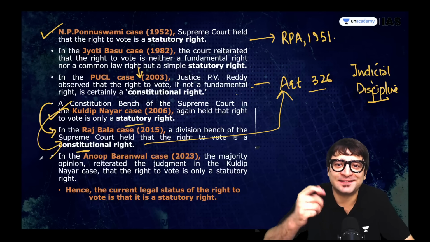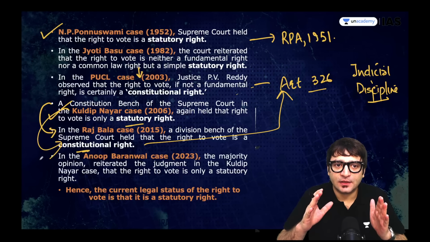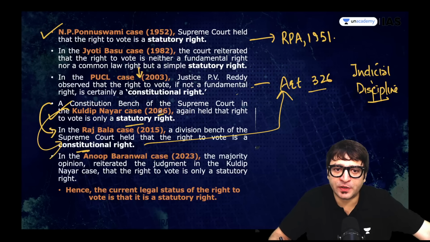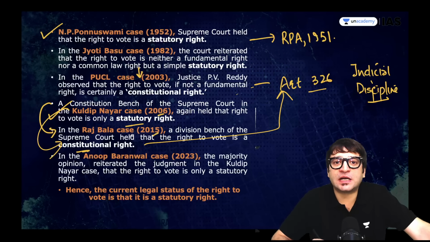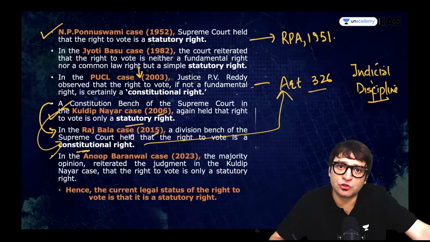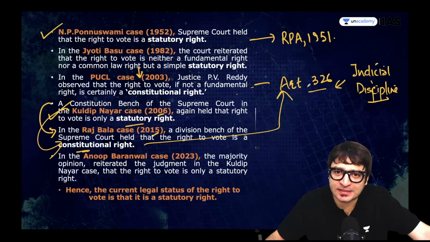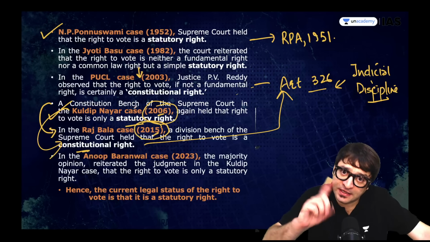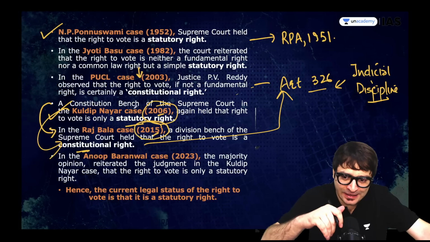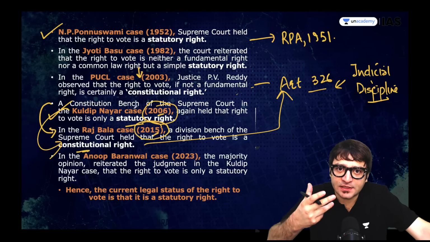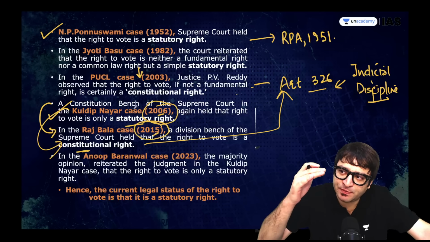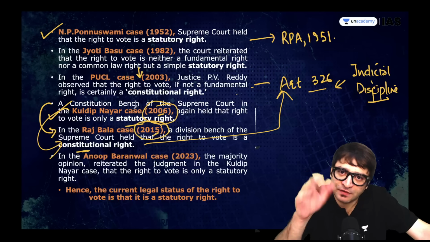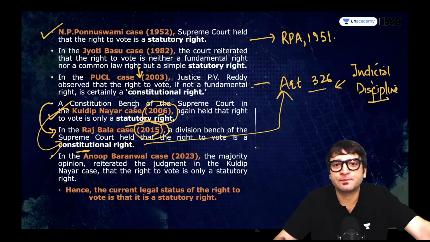So please keep in mind, if in 2006 Supreme Court said right to vote is a statutory right, and later in 2015 Supreme Court said right to vote is a constitutional right, does judicial discipline mean that the judgment which was given later will prevail over the earlier judgment? No. Earlier, later doesn't matter. What matters is what was the strength of the Supreme Court bench which gave the judgment. Judgment given by a 5-judge bench will prevail over the judgment given by a 2-judge bench.